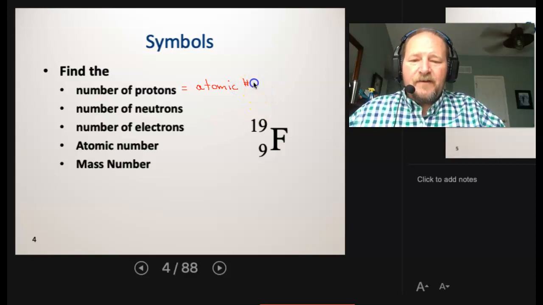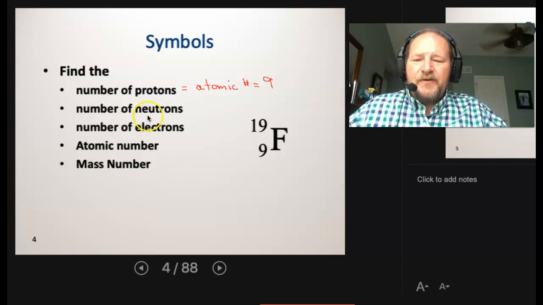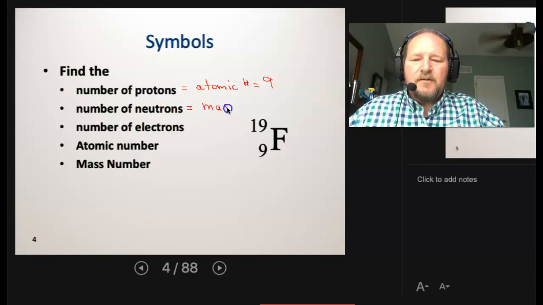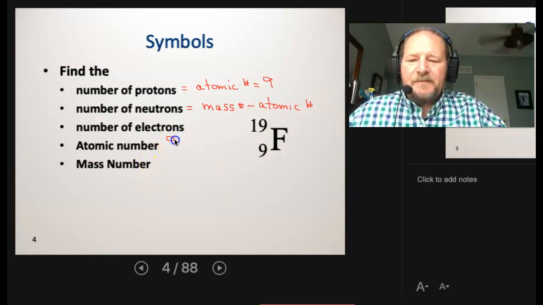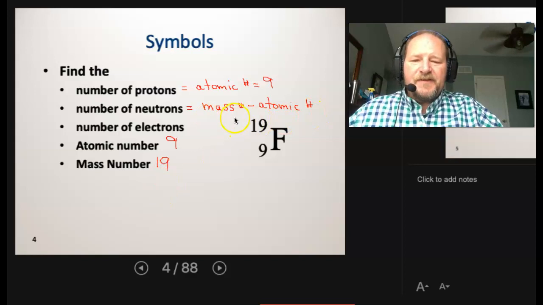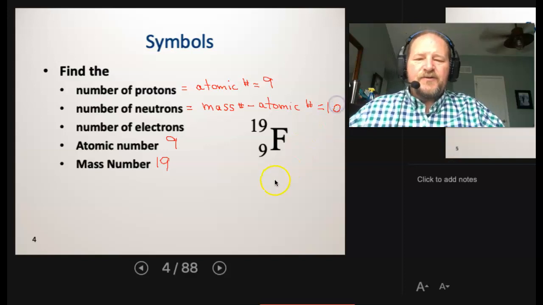In this case then, for fluorine, that's going to be equal to 9. The number of neutrons is going to be equal to the mass number minus the atomic number. So if we come back down here, we know the atomic number was going to be 9. The mass number was going to be 19. So if we subtract those two for this particular element, we're going to have a fluorine with 10 neutrons.